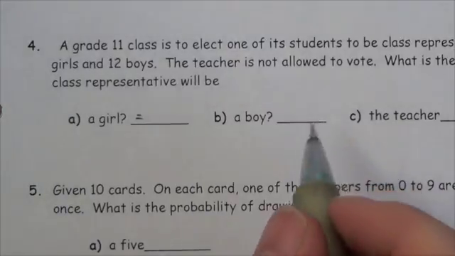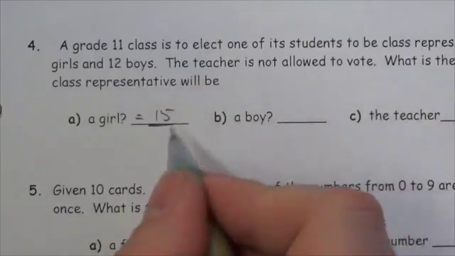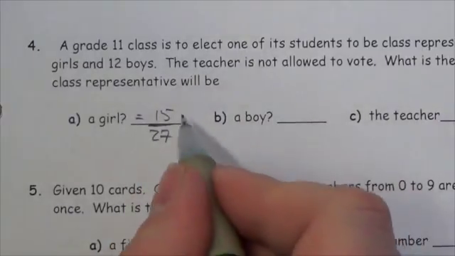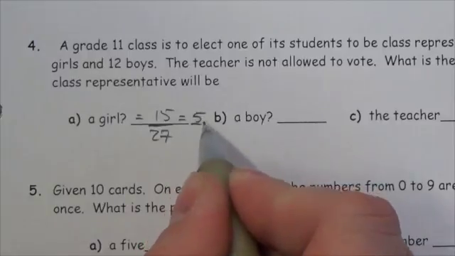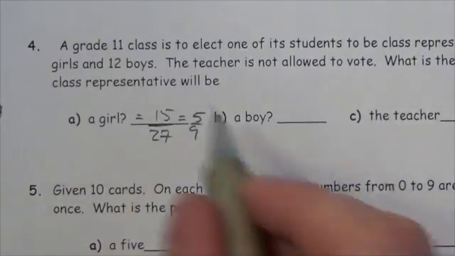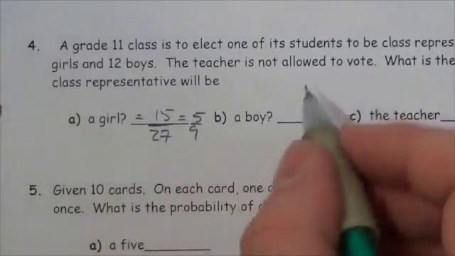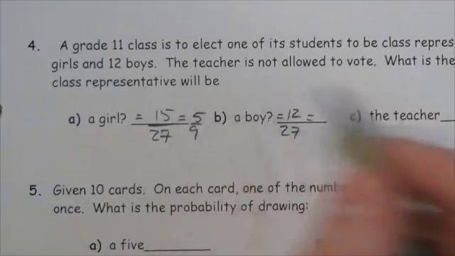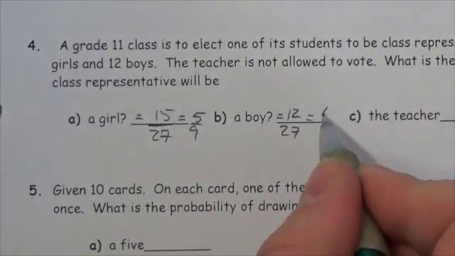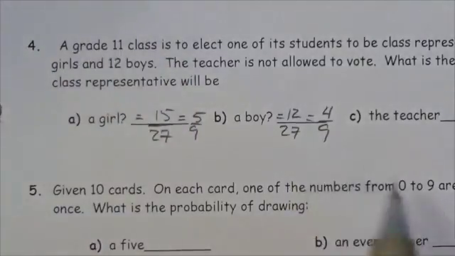Well, it turns out there are 15 girls out of 27 students. Now there's a common factor of 3, so that'll be 5/9, the probability that it's going to be a girl. Now, the probability that it'll be a boy is really the complement of that, 12 over 27, and again there's a common factor of 3. Take that out and you'll get 4/9, and you're seeing that those add up to 1.